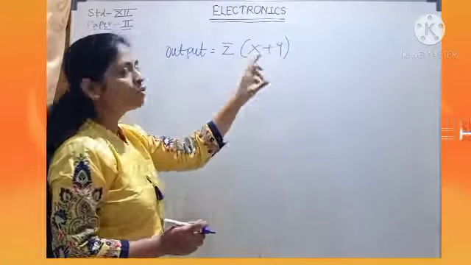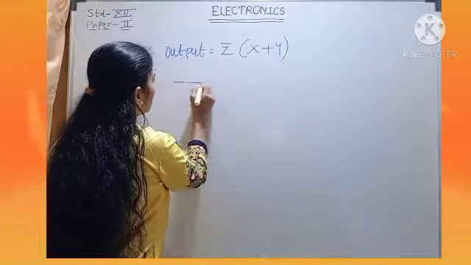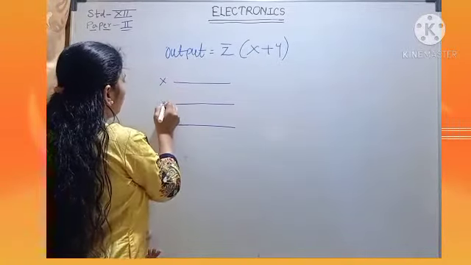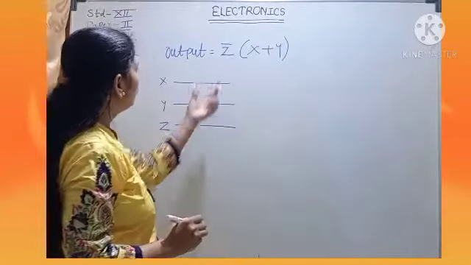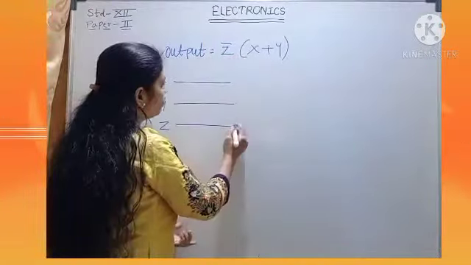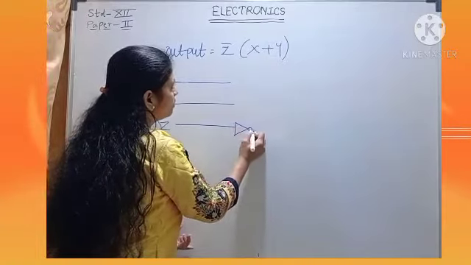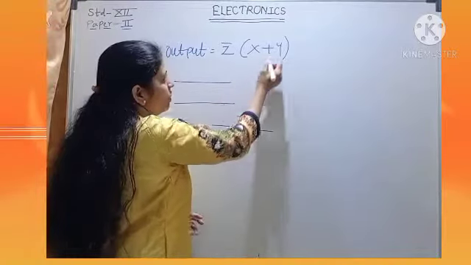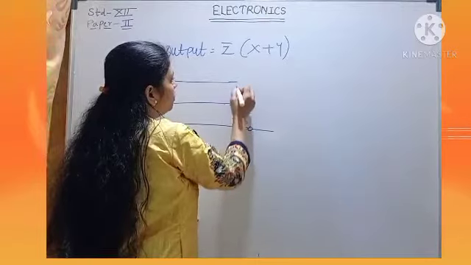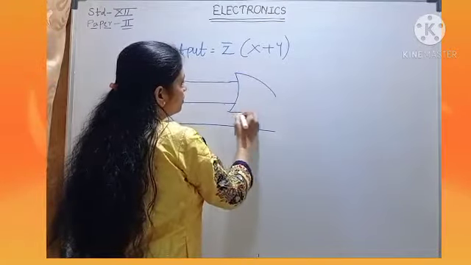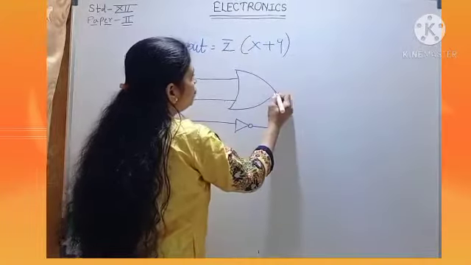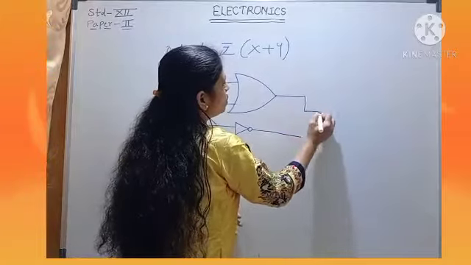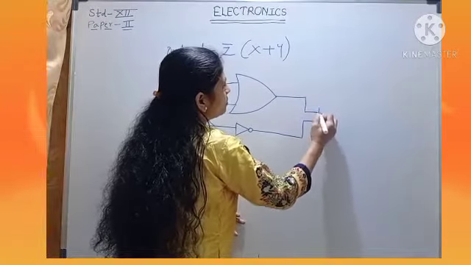So here x, y and z, three inputs are given. So this is x, this is y, and this one is z. Now we want here z complement. For this z complement, we'll take here one NOT gate. Then x plus y. So we require this x and this y with the plus sign. So we will join here one OR gate. And to both these terms, we want the dot product, means the AND gate we have to join. So we'll join here one AND gate.